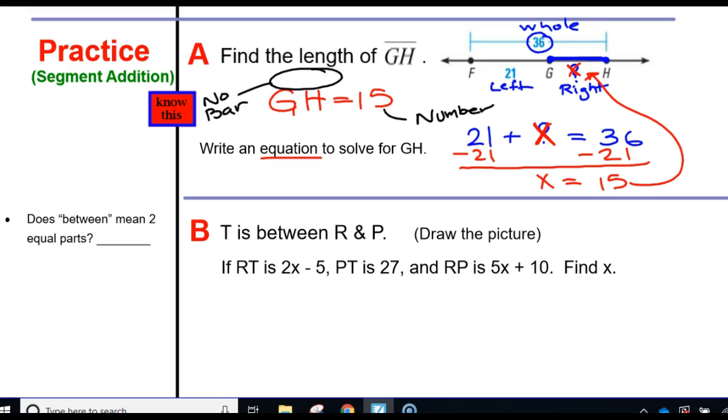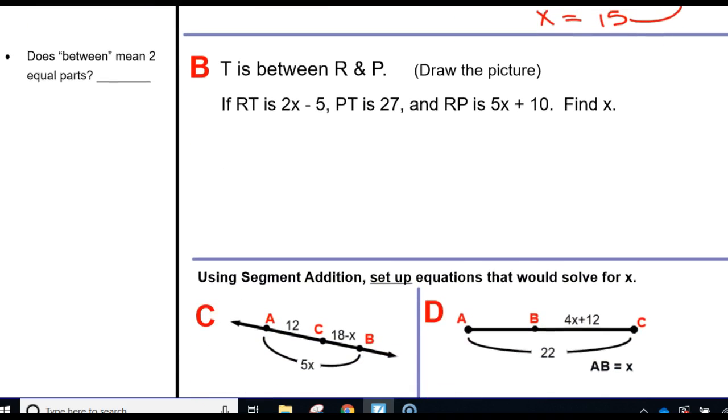Let's jump down to the next question. And we read the next question. It says, T is between R and P, and we need to draw a picture. Over here I have something that it's important for us to think about. What does the word between mean, and does it mean two equal parts? The answer is no, it does not have to be two equal parts. It's just somewhere in the middle. So if we draw our segment from R to P, we are going to put T somewhere in the middle. It can be anywhere on this segment.